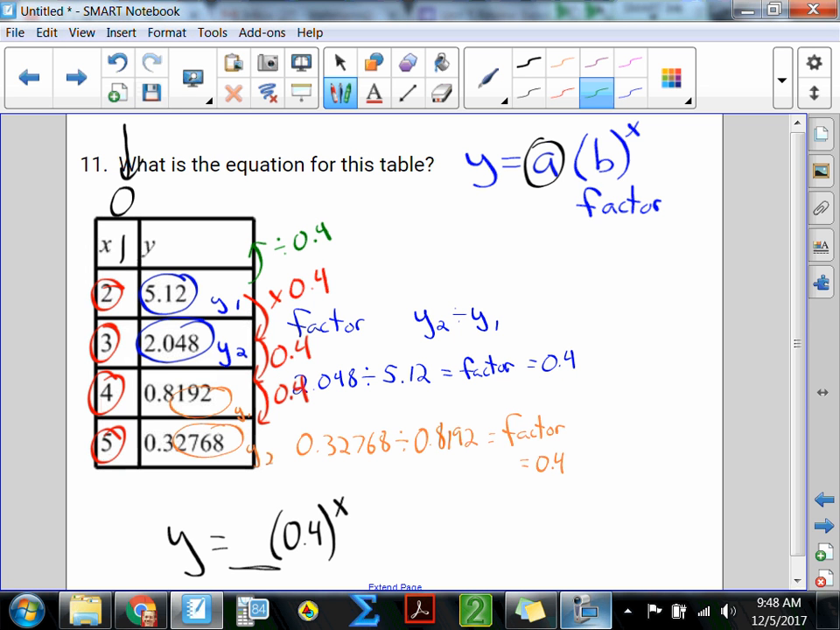So 5.12 divided by 0.4 is 12.8. 12.8 divided by 0.4 is 32. And so my initial value is 32, and that's my equation.